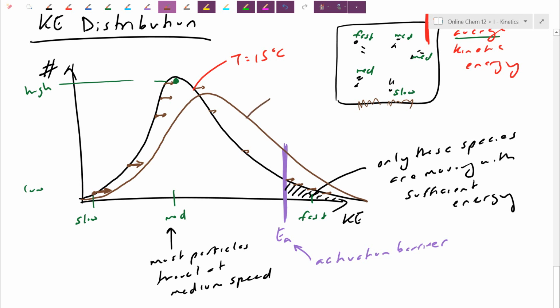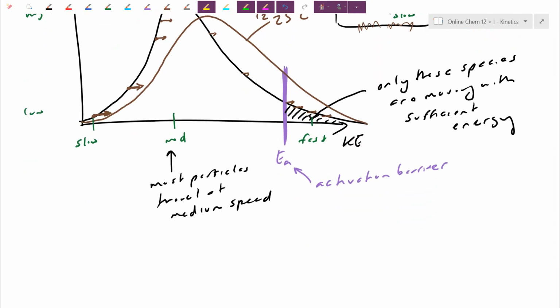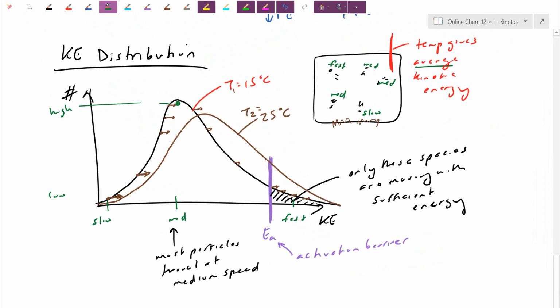We're going to use a general rule of thumb here. Let's say this temperature here is 25 degrees. So this is T2, and T1 is 15. T2 is 25 degrees here. What's happened here is we've said, let me write this down in words for you so you have it.